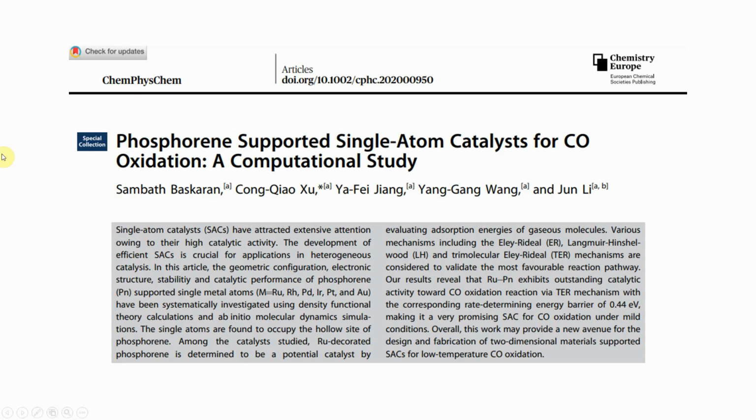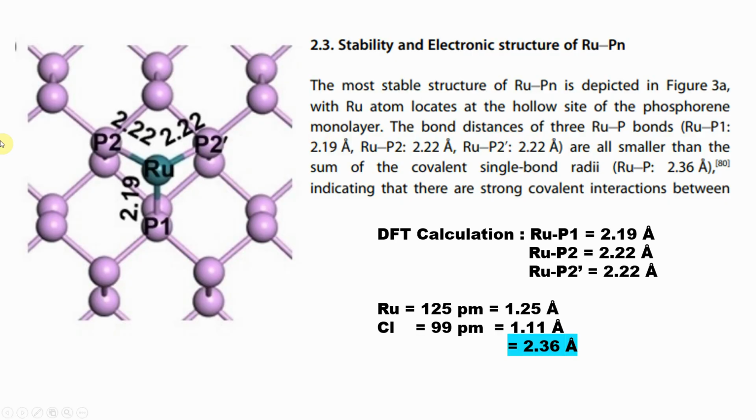This is another paper. In my own paper, I studied phosphorene-supported single atom catalysts for CO oxidation. In this paper also I used this periodic table to calculate the binding strength of metal to substrate. This is the system. In the DFT calculation we observed the ruthenium-P1 bond length 2.19, ruthenium-P2 2.22 and P2-dash also 2.22. This is the single bond length in Angstrom.